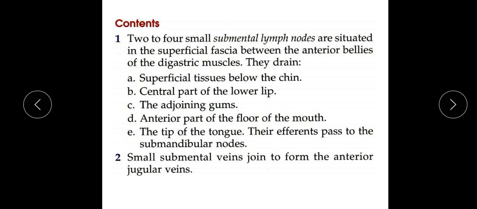The contents are 2 to 4 small submental lymph nodes, which are situated in the superficial fascia between anterior bellies of the digastric muscle. These drain the superficial tissue below the chin, central part of the lower lip, adjoining gums, anterior part of the floor of the mouth, and the tip of the tongue. And another content is the small submental vein, which joins to form anterior jugular vein.